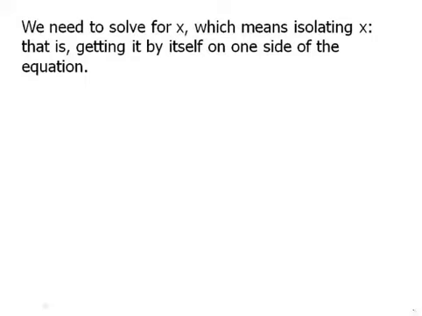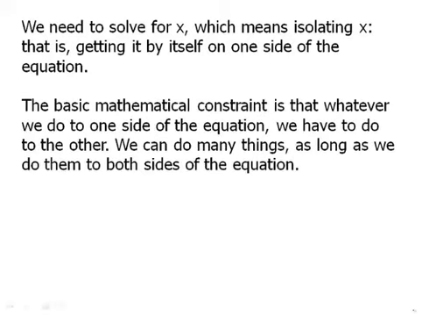We need to solve for x, which means isolating x, that is, getting it by itself on one side of the equation. The basic mathematical constraint is that whatever we do to one side of the equation, we have to do to the other. In other words, we can add the same thing to both sides, we can subtract the same thing from both sides, we can multiply or divide. Whatever we do to one side, whatever mathematical operation, we have to do that same mathematical operation to the other side.